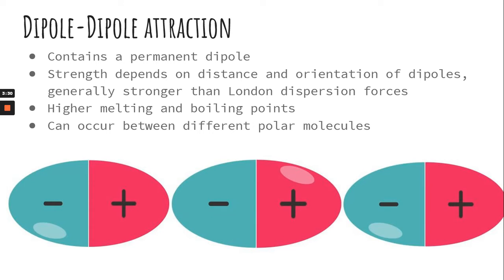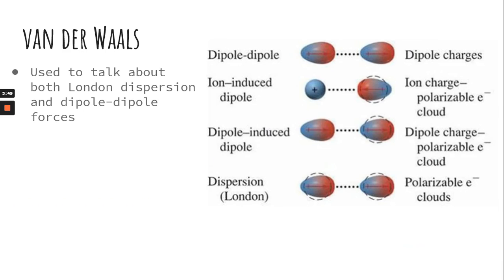Van der Waals is used to talk about both London dispersion and dipole-dipole. So it's like an umbrella term that covers both of those. You can have those instantaneous moments like in London dispersion. You can have induced dipole where one molecule is causing the other molecule's electrons to shift. You can have an ion-induced dipole, meaning you have a cation and it's interacting with water, and so water's electrons are going to shift to the side that the positive is on. So there are different versions of van der Waals.